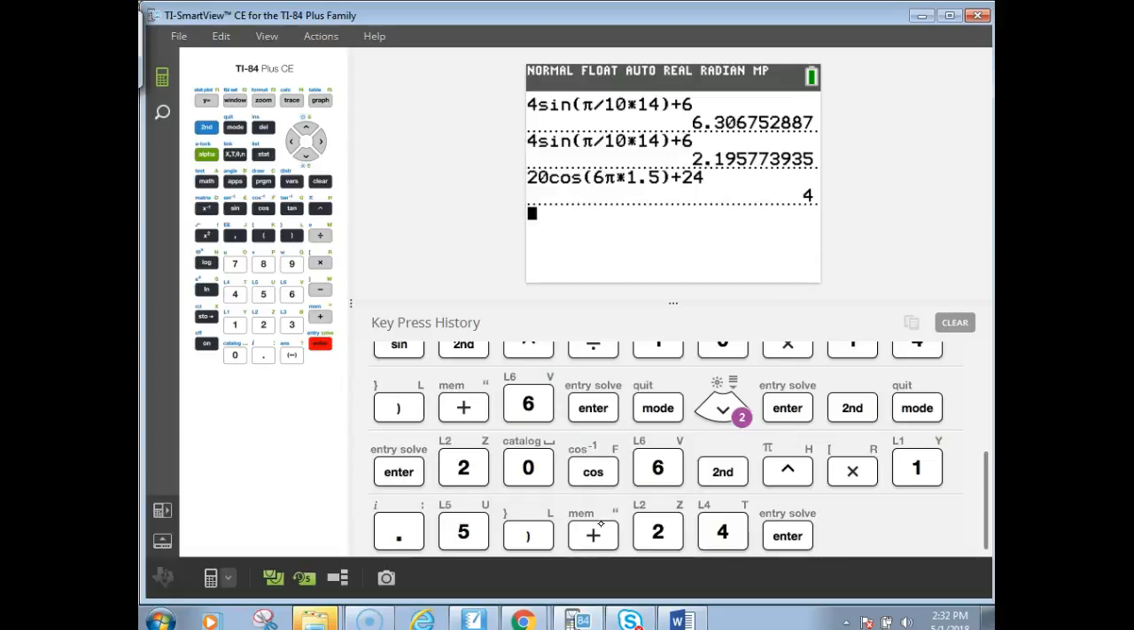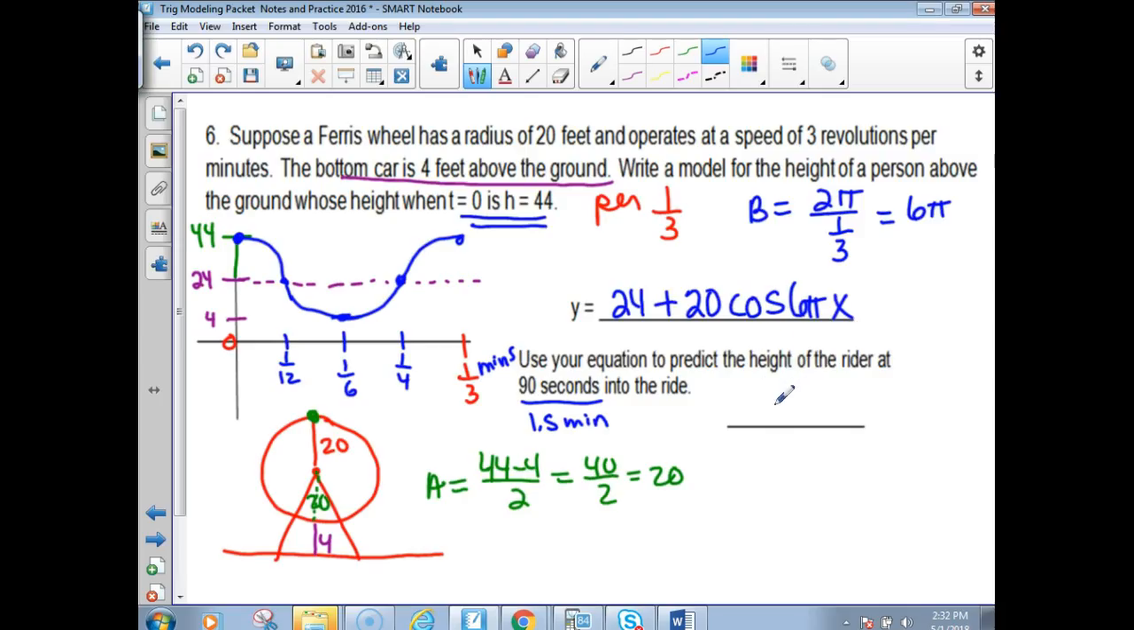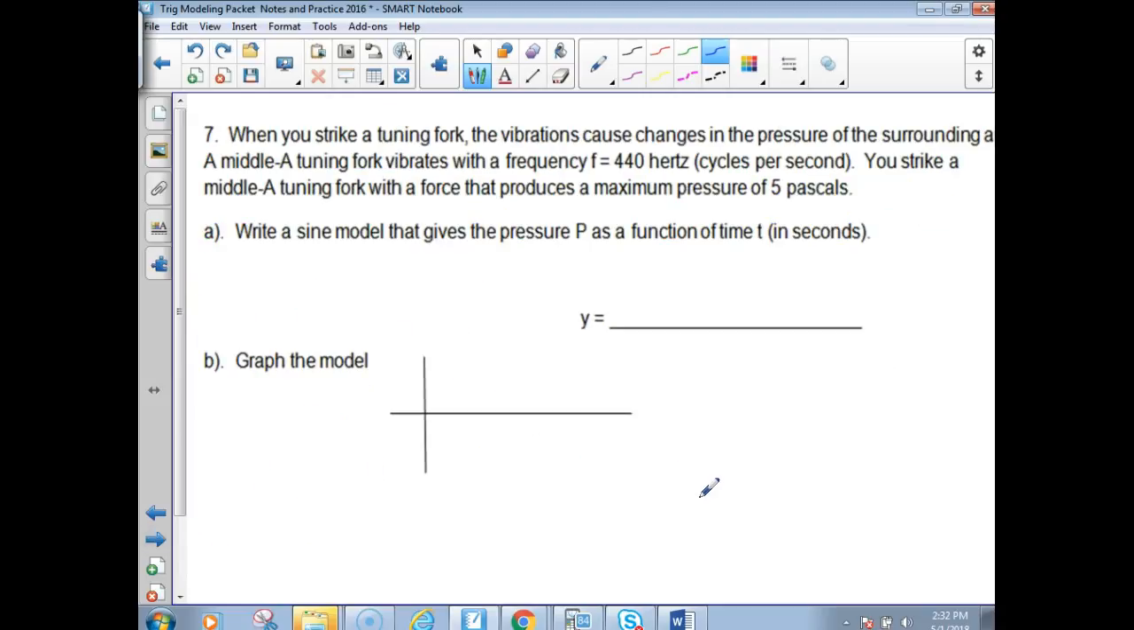And I got 4. Okay, so 4 feet. I guess that was the easier way to do it, plugging it into the equation we made instead of extending this graph, right? Since that's only 1/3 of a minute, that represented 20 seconds. We'd have to have gone quite a ways out to get to 90 seconds. This would have been 10 seconds, etc. All right, 7. 2 more.